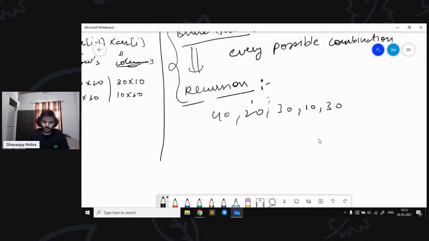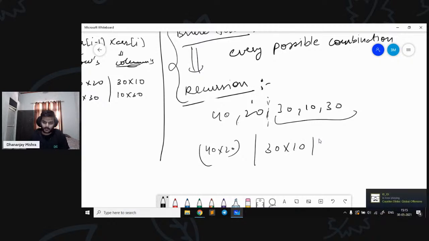Now if I do a partition here, what matrices will I get? The first matrix will be 40 into 20. The other matrices I will be getting will be 20 into 30, 30 into 10 and 10 into 30, right? So after I divide my array into left and right sub arrays, I will get this matrix and this matrix. So I can solve this as a sub problem and this again as a sub problem. After solving all these sub problems, I will add their answers or costs, right?